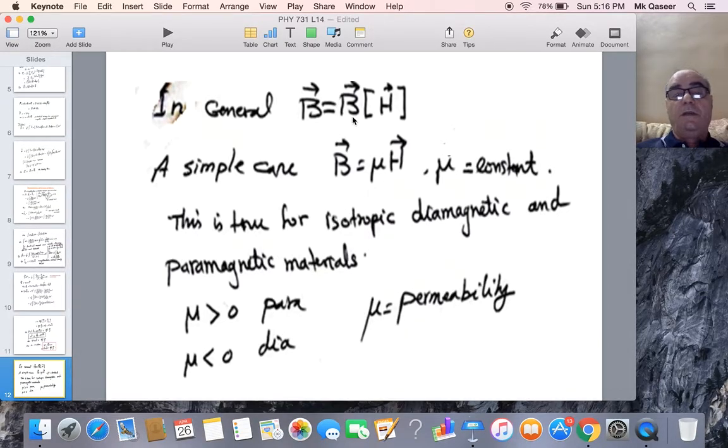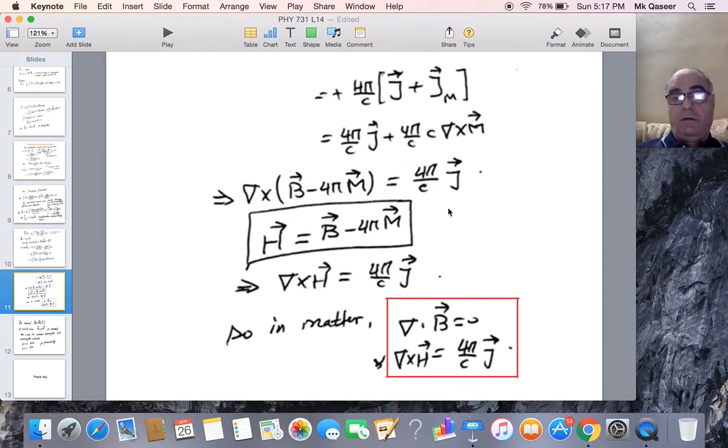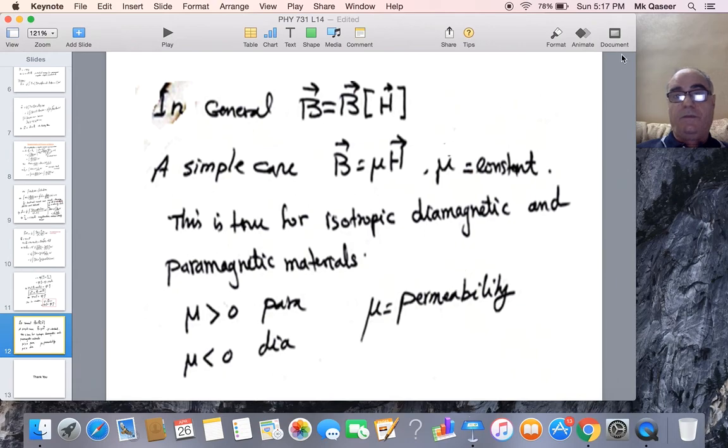In general, B is a function of H. This is a constitutive relation. It's not a linear relation, but in some cases we can find that B is proportional to H by some constant. Let's call it mu. That's B equals mu times H. This is true for isotropic diamagnetic and paramagnetic materials. For paramagnetic mu is greater than one, for diamagnetic mu is less than one. So we can simplify the above equation here.